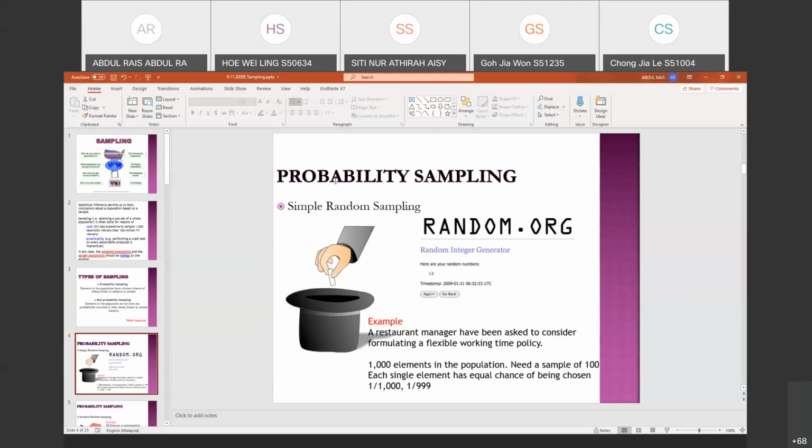Let's say kalau KFC Terengganu ada 1,000 staff, tetapi untuk state manager buat sikit survey tentang flexibility working time policy di KFC, dia mungkin perlu 100 saja.